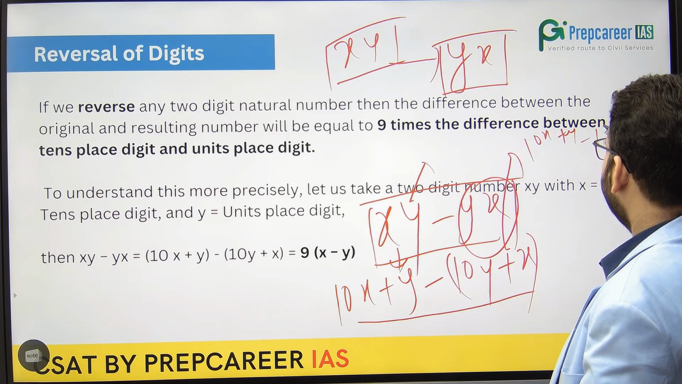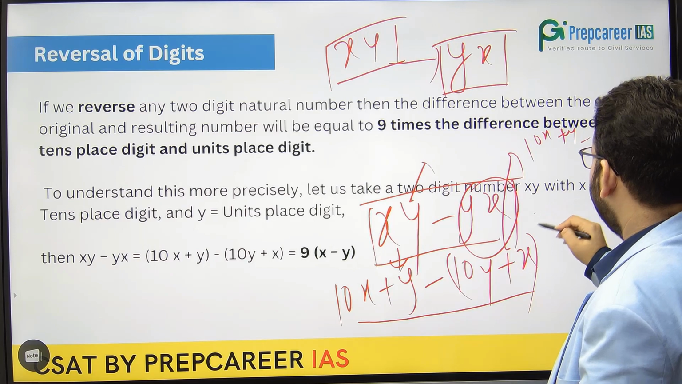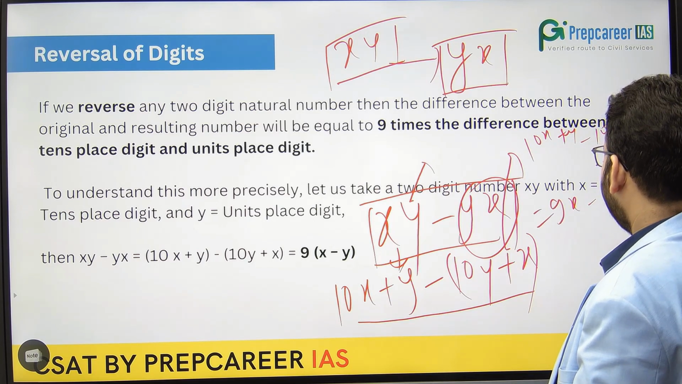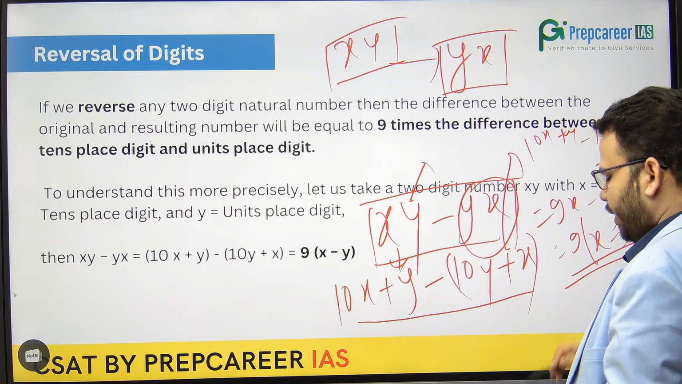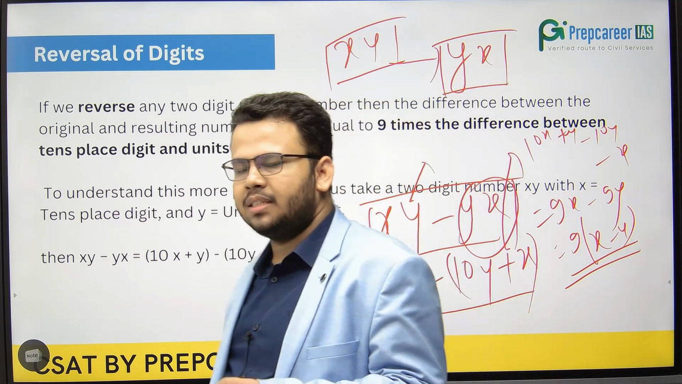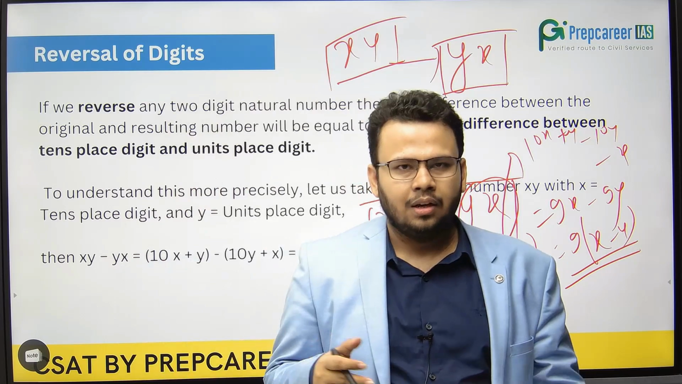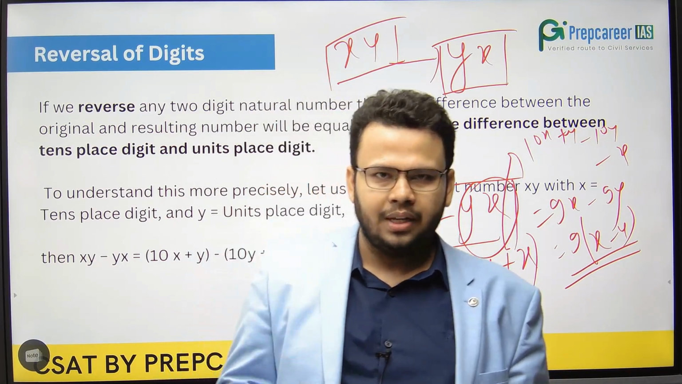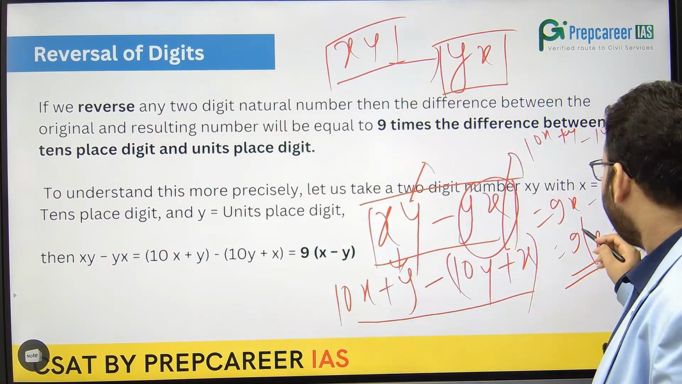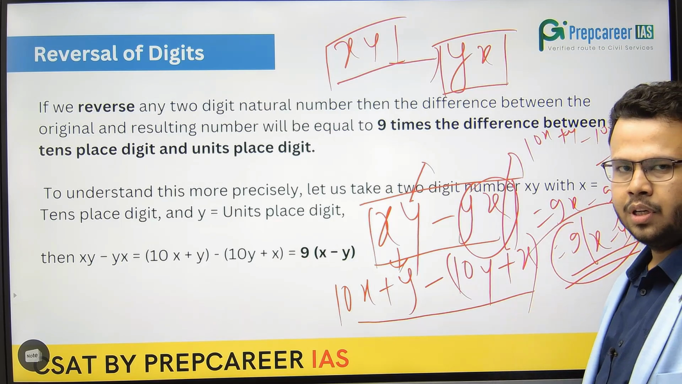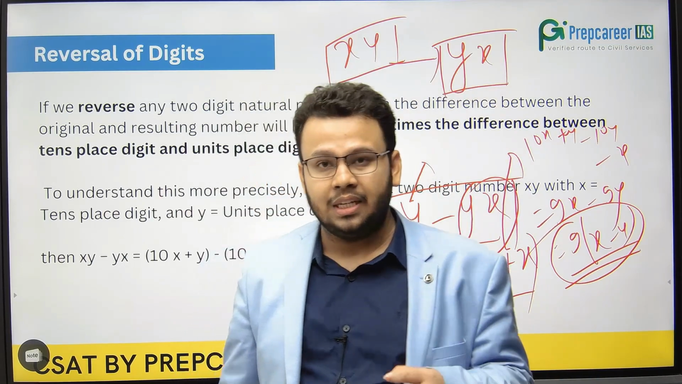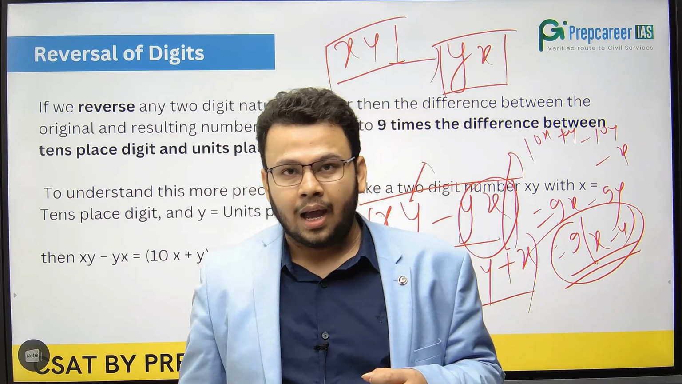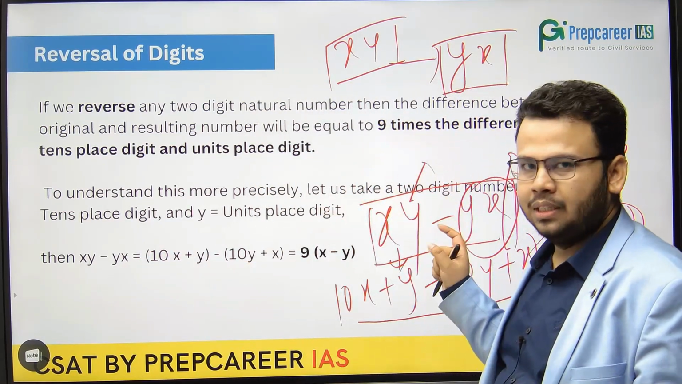10x plus y minus 10y minus x. So we will get 9x minus 9y, or you can say 9 times (x minus y). So the difference between the number and the number that we get after reversal of digits will be 9 times (x minus y). Now why do you need to remember this? Since most of the questions that I have seen in UPSC PYQ have been asked only from this concept.